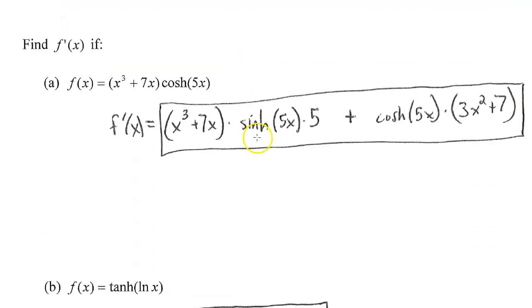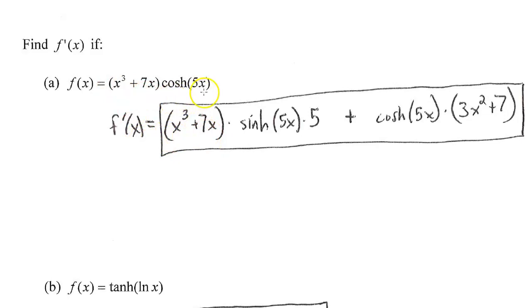So how could I ask this on the test? I'm sure that's what you're wondering. These didn't show up on any of the quizzes, so I thought it'd be good to go over this. Find f prime of x if f of x is x cubed plus 7x times cosh of 5x. What we need to use here is the product rule. So we do the first function times the derivative of the second plus the second times the derivative of the first. The first function is x cubed plus 7x.